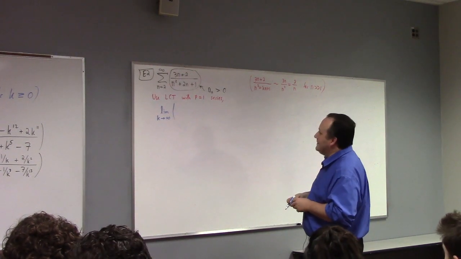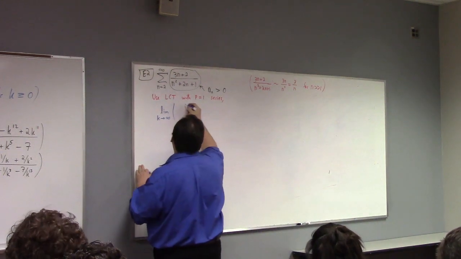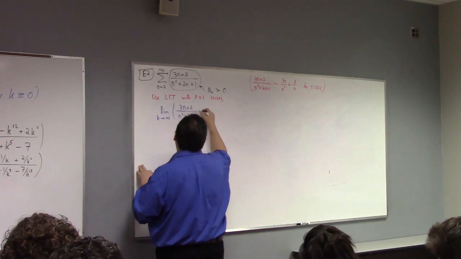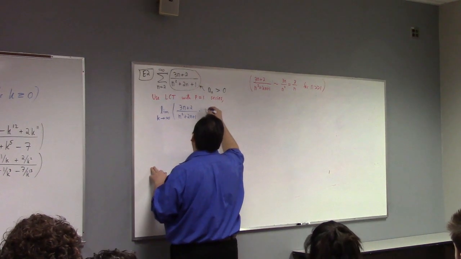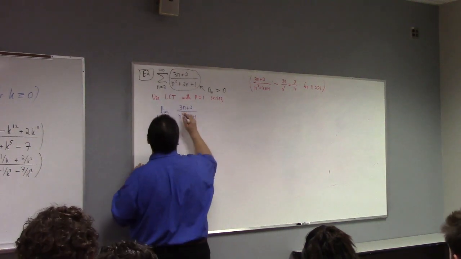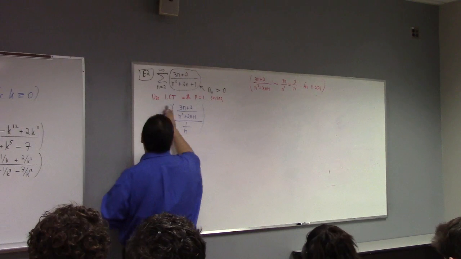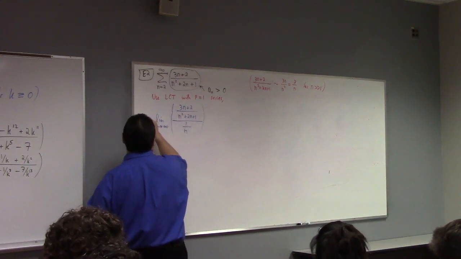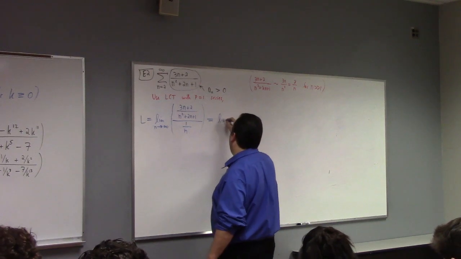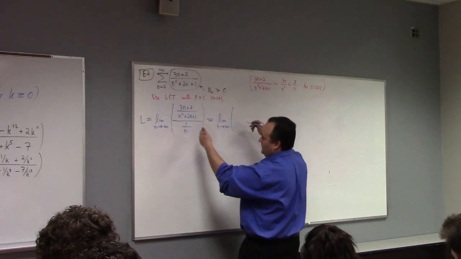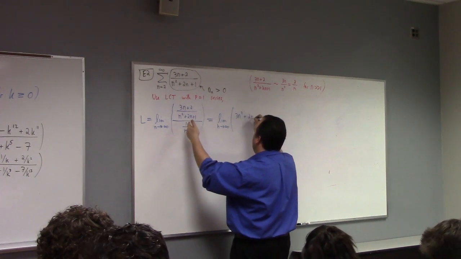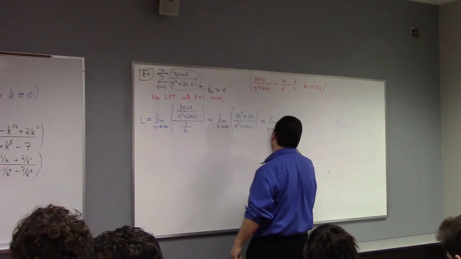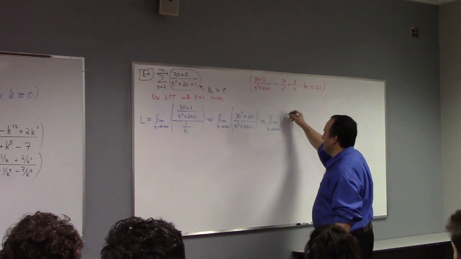So, all right, so I need to look at 3n plus 2 over n squared plus 2n plus 1 times the reciprocal of 1 over n, which is what? Oh, fine. Let me be dumb and write it out. 1 over n. You guys have driven me to it. I'll write it the dumb way. So here's the limit as n goes to infinity of this, right? Here's my L. All right, so doing the algebra here, we get 3n squared plus 2n divided by n squared plus 2n plus 1, which we can figure out by dividing the top and bottom by n squared.